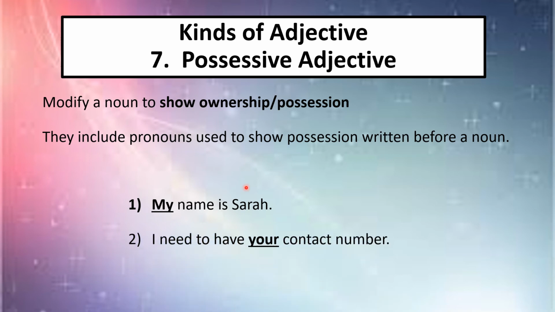For example, my name is Sarah. Name here is noun, and you have used my as possessive adjective to talk more about the name. So my here is the possessive adjective. See the second example. I need to have your contact number. Contact here is used as noun, and your is talking something more about the noun. Your becomes the possessive adjective in this sentence.